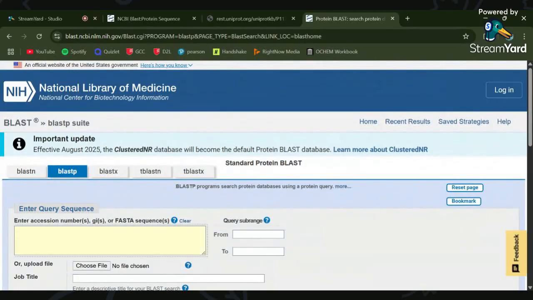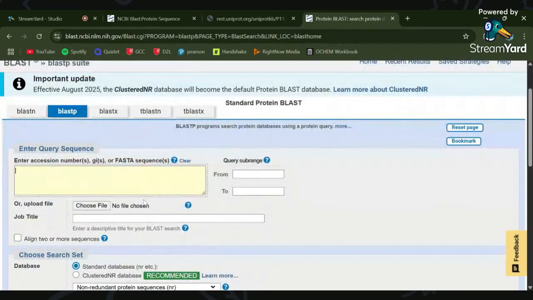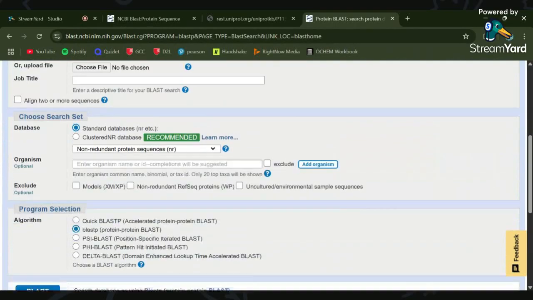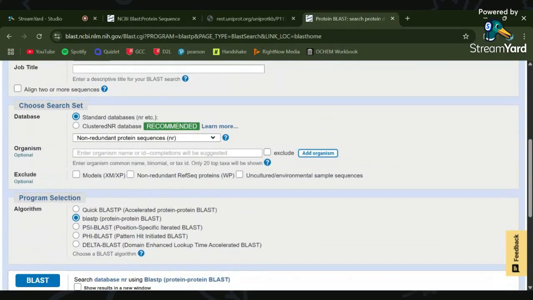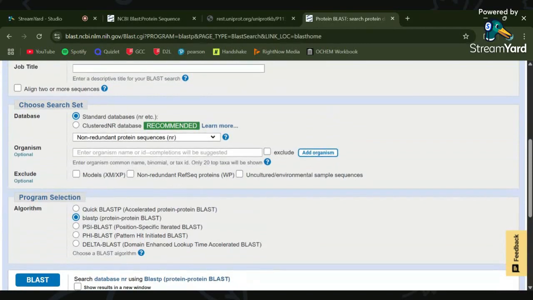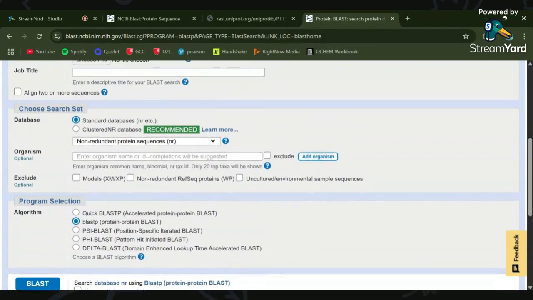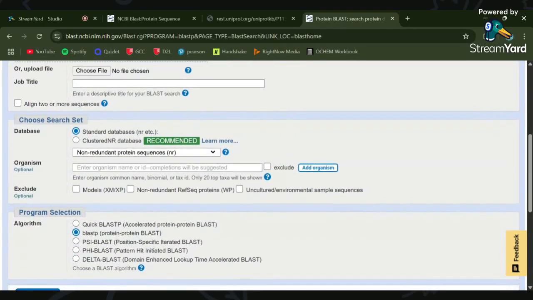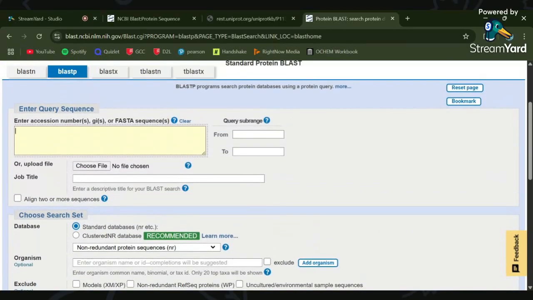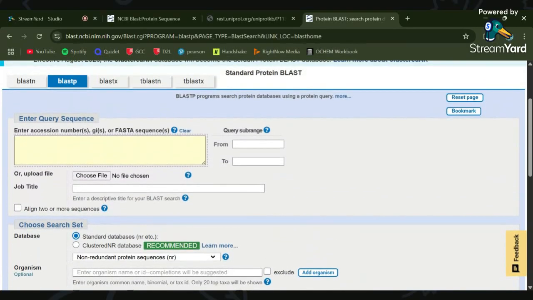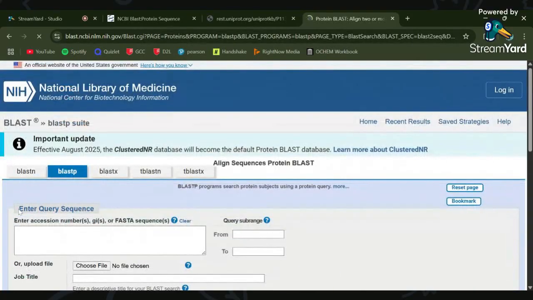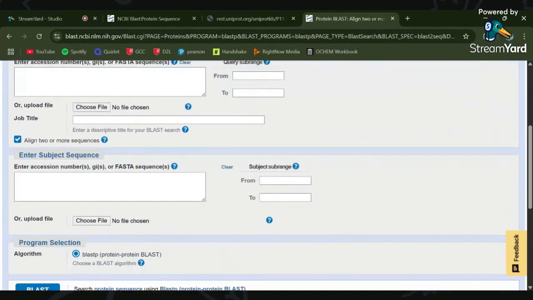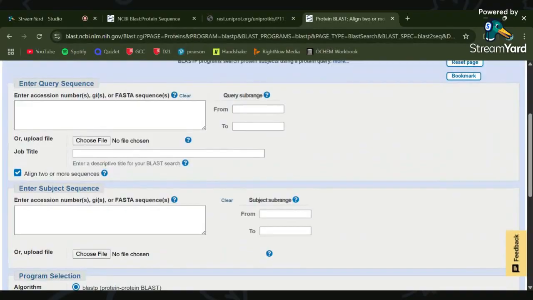All right, so now I'm going to show you a little trick here. Scroll down a little bit. So now it says here, align two or more sequences. It's toward the top. I shouldn't have made you scroll down. Oh, I see it. And you check that. Okay, so now you have two boxes. So you can paste what you just copied into the subject sequence.